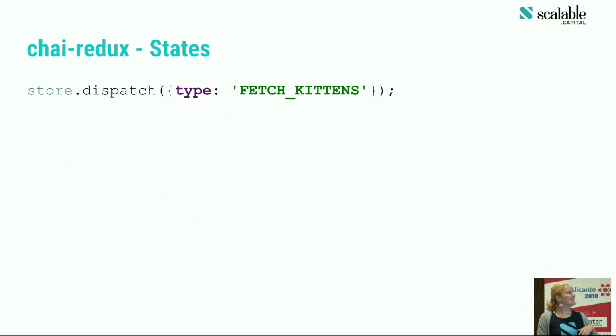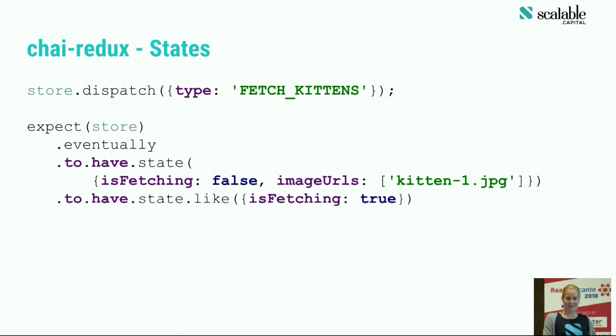And the same thing we wanted to do for states. So what we wanted to do is say, okay, we want a state to be isFetching false with a couple of image URLs and a state like. We introduced state like because if you remember Redux, it wants you to have one big state, this kind of God mode thingy. And you will never ever want to compare this state with another one.